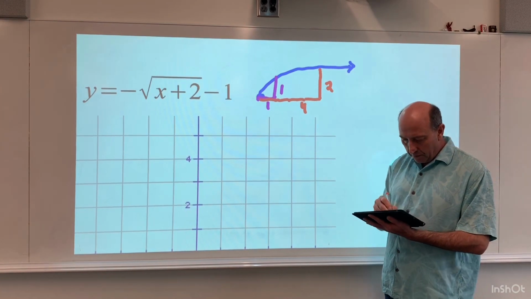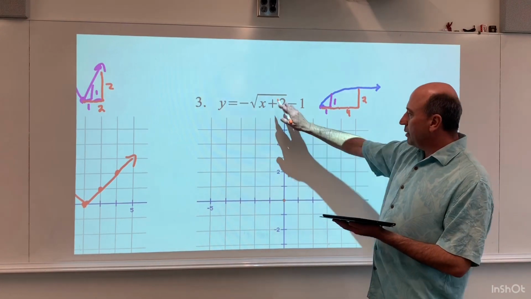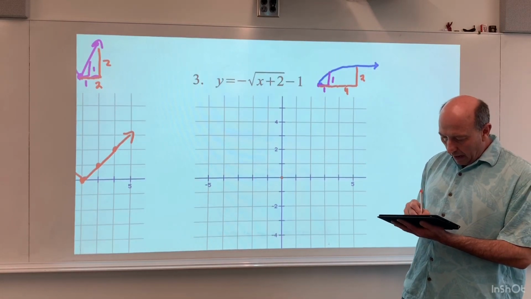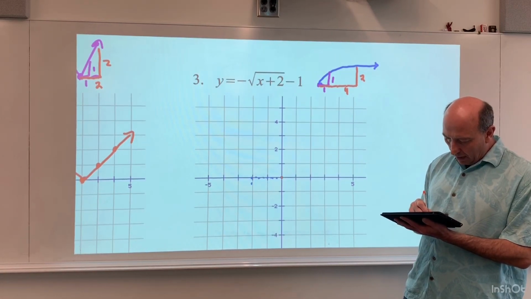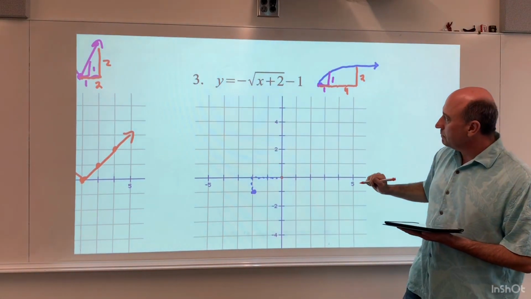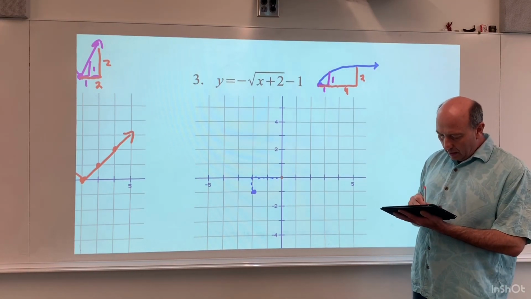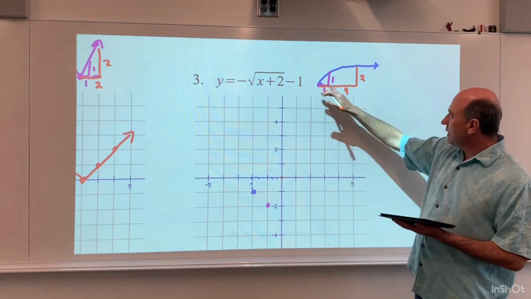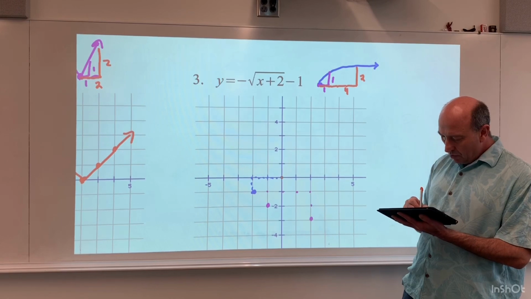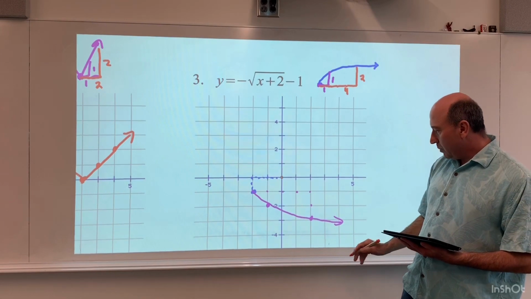Okay, now, my graph has been moved to the left 2, down 1. That's where it starts. Left 2, down 1. Now it's flipped upside down. So instead of going over 1, up 1, it goes over 1, down 1. Instead of going over 4, up 2, it goes over 4, down 2. So there is my new graph.